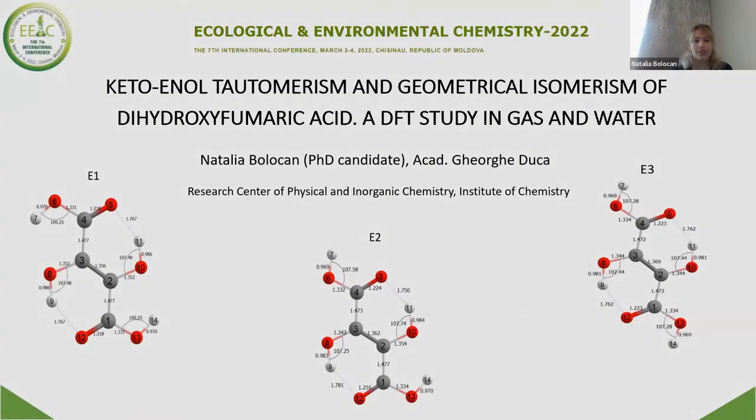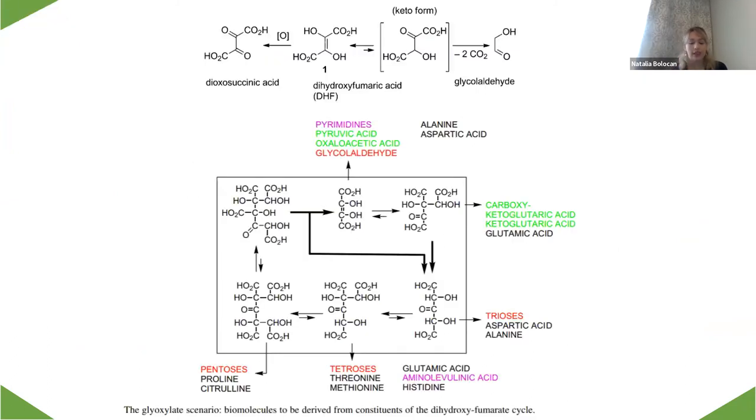So, dear audience, I'm honored today to present you the work entitled Keto-Enol Tautomerism and Geometrical Isomerism of Dihydroxyfumaric Acid. It's a DFT study in gas and water. First, I'd like to mention that dihydroxyfumaric acid is an organic acid formed from tartaric acid by dehydrogenation or slow oxidation, and it's a proven intermediate in the cycles of dicarboxylic and tricarboxylic acids, and an important intermediate in vegetal and living organisms.